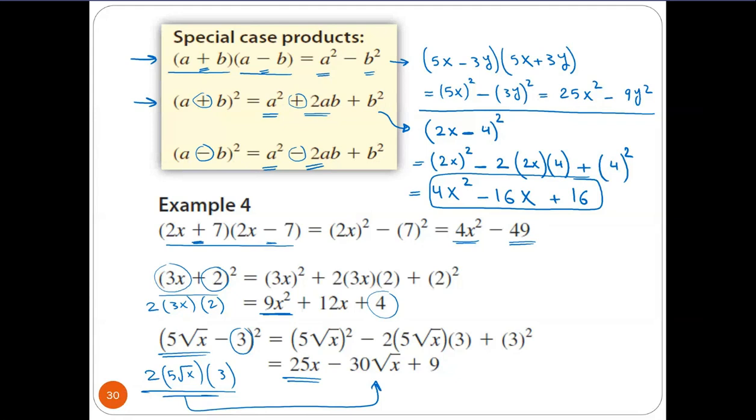I don't understand. What's the special product? What's the law? What's the example you don't understand? I don't understand.